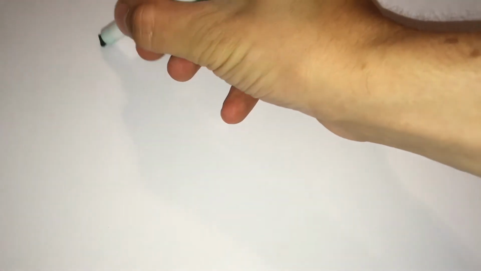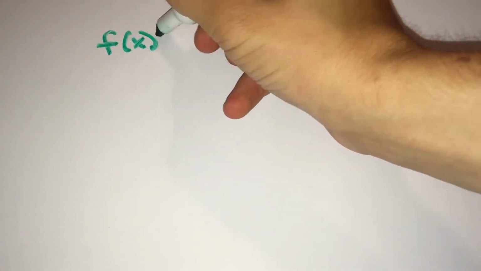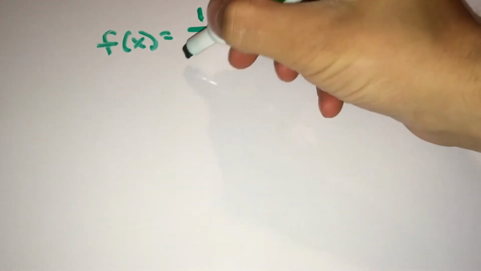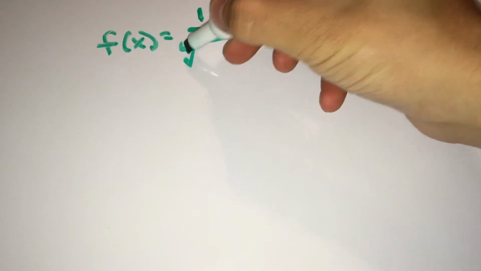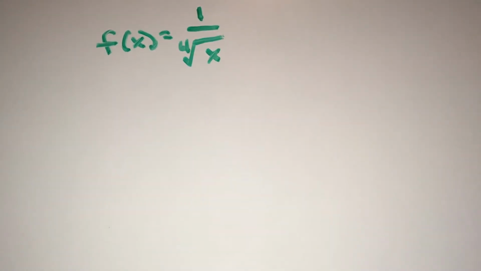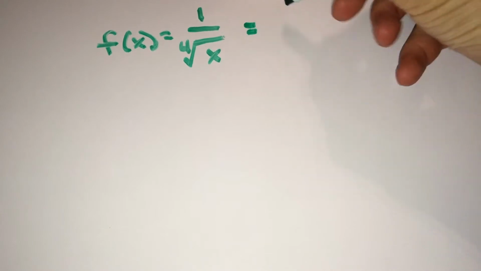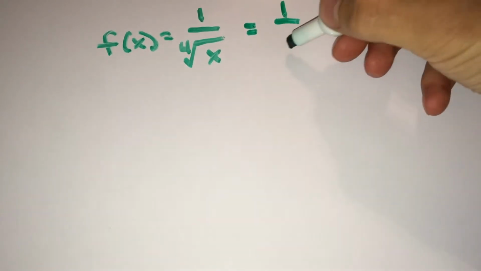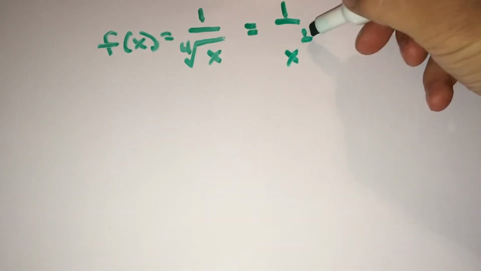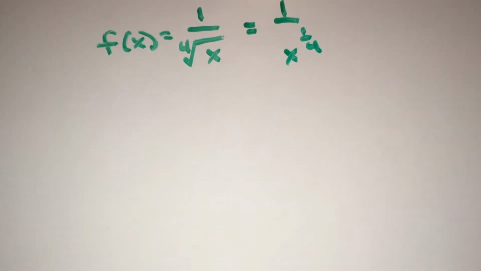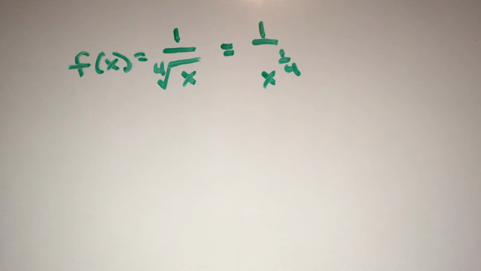Here's another example. F of x equals 1 divided by the 4th root of x. Well, the 4th root is the same as saying the 1/4 power. So we can rewrite this as 1 divided by x to the 1/4 power. So from here we can go ahead and rearrange everything into the numerator, so that way we can go ahead and apply our power rule.